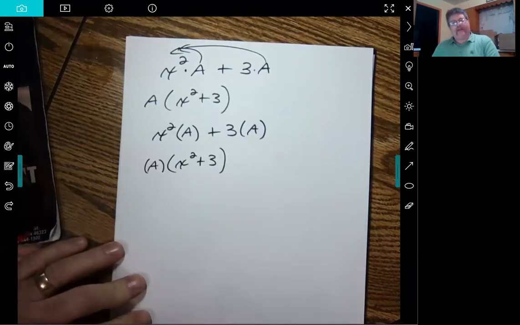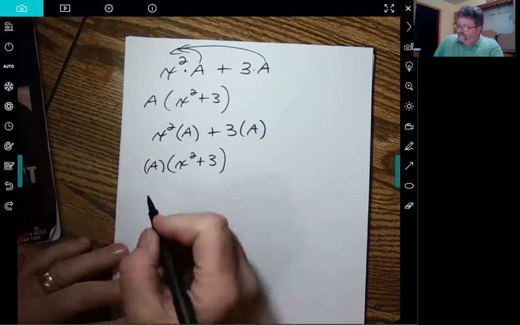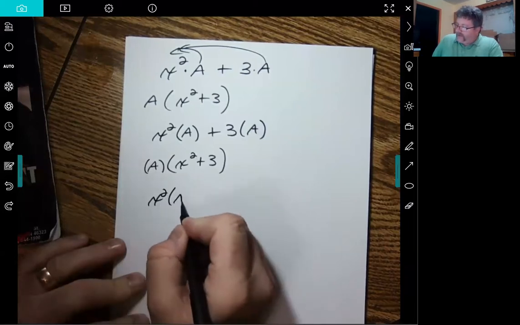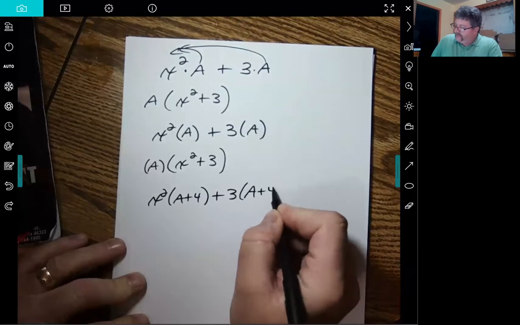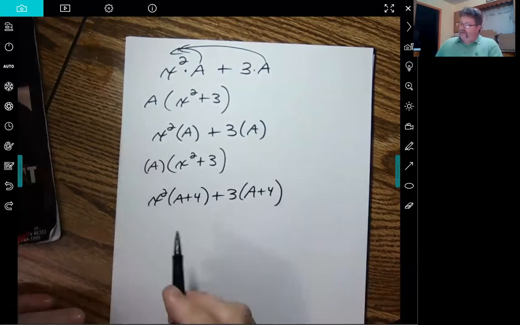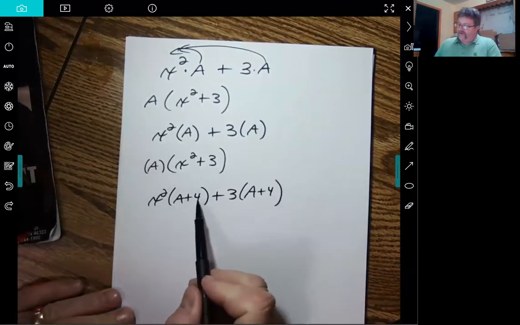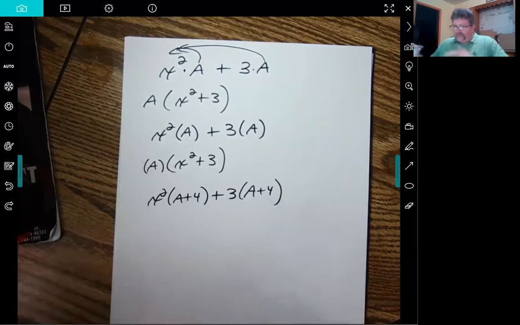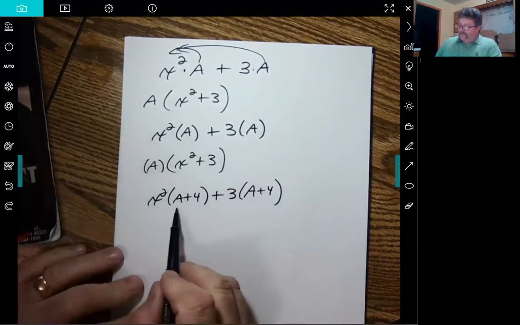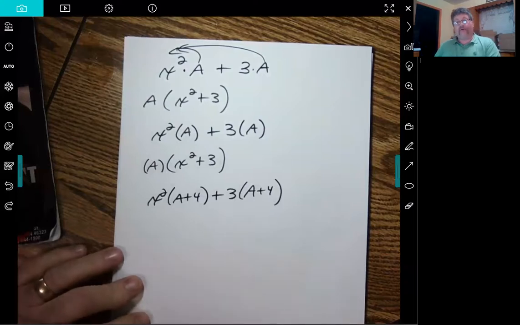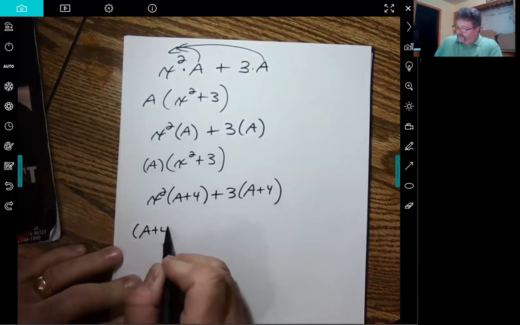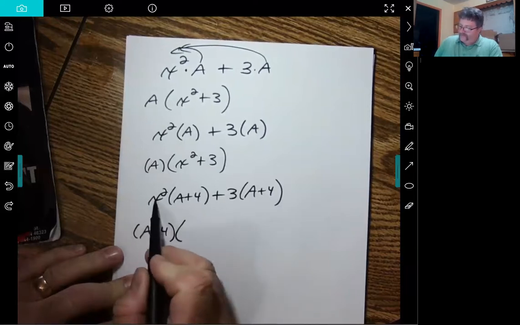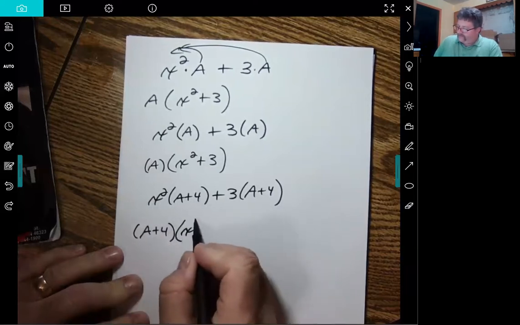Well, what if it's not an a? What if it's something else? What if it is an a plus 4 in parentheses? Okay, our temptation might be, well, I got to distribute the x squared here, distribute the 3 here, and then try to find some kind of factor. Well, no, I've got a factor. A plus 4 is common to both of those, right? So that whole a plus 4 is going to be factored out. And then you ask yourself, what's left? Well, you just have x squared plus 3.